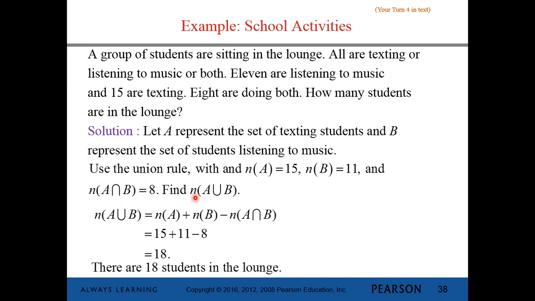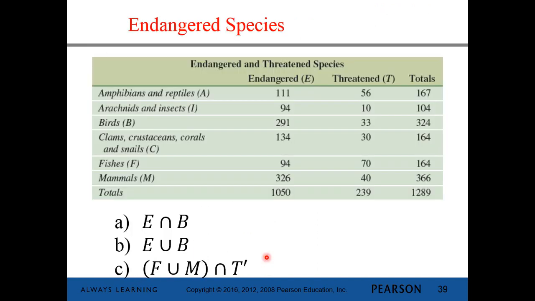And so we're going to find the union, right? The number that is in one or the other or both. So we're going to use the union rule. So we get 15 plus 11 minus the 8, and we get 18. So there are 18 students in the lounge. It's that easy.